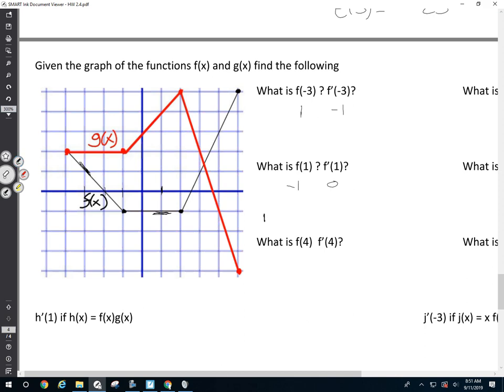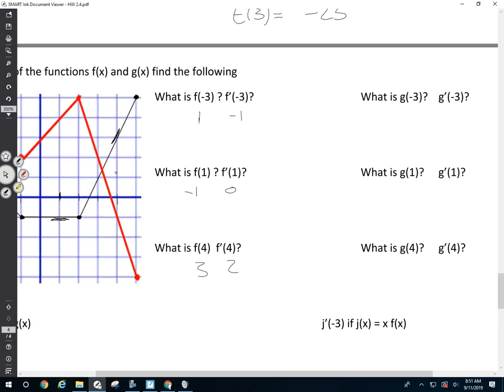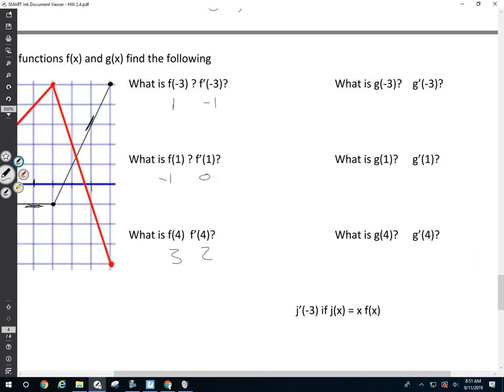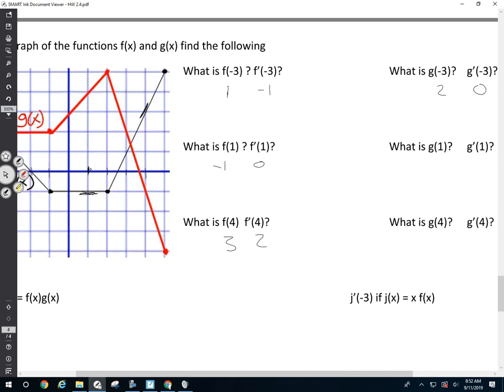Okay. f of 4 is 3. f prime of 4, the slope of this line, I'm going up 2 over 1, the slope of that line is 2. Okay, do the same with g. g of negative 3 is 2, but g prime is 0, slope is 0. g of 1 is 4.